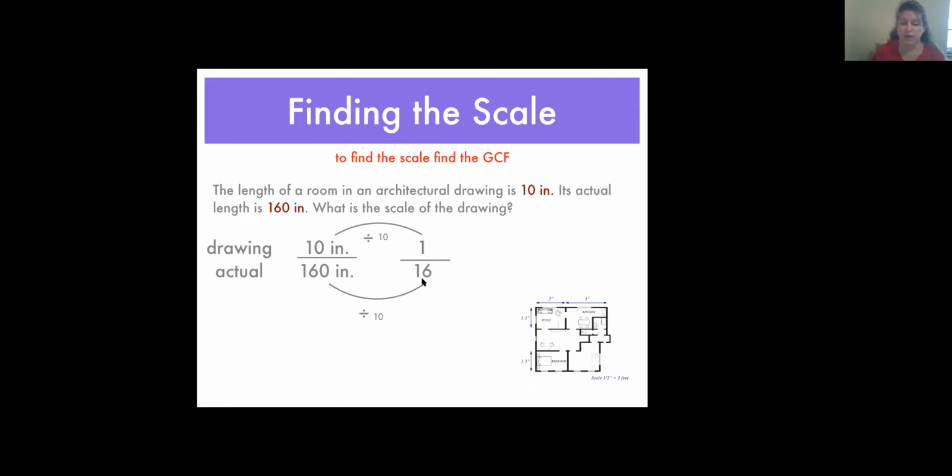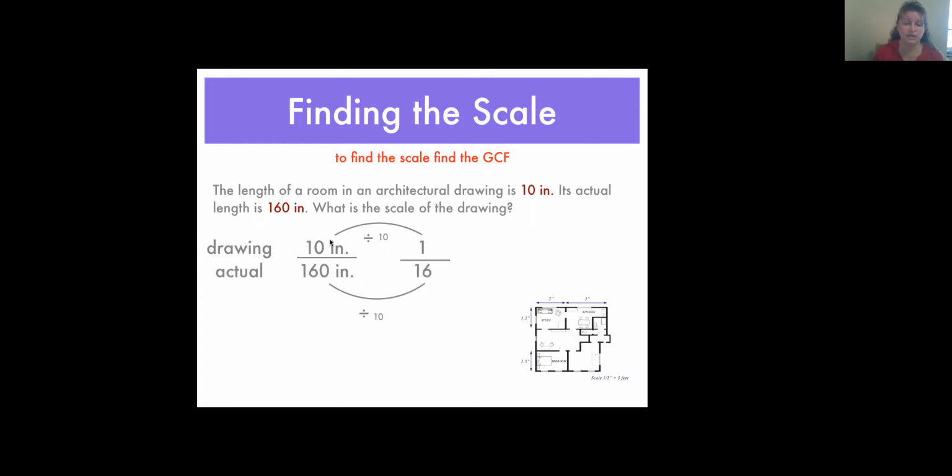So I should have had these blotted out, but I left them on there. So your drawing is 10 inches. The actual size is 160 inches. What is my scale? If I didn't have either numbers here, I would need to find out, what do 10 and 160 have in common? That's an easy one. They have 10 in common.